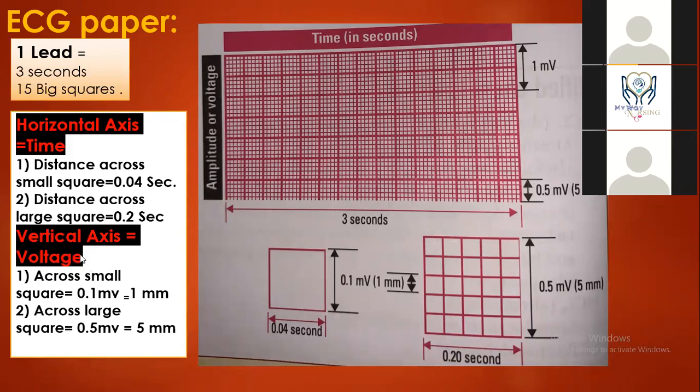In the vertical axis, each small square represents 0.1 millivolt, about 1 millimeter. A large square is 0.5 millivolt, about 5 millimeters. Okay, is it clear, guys?